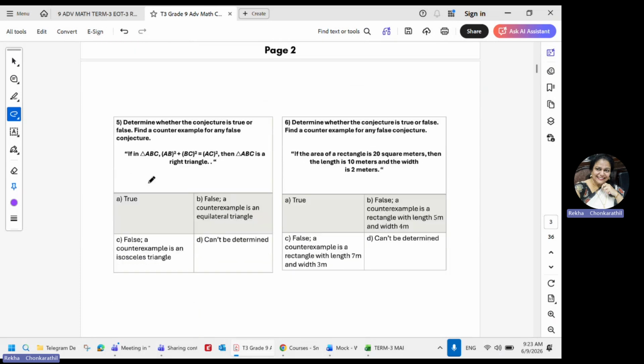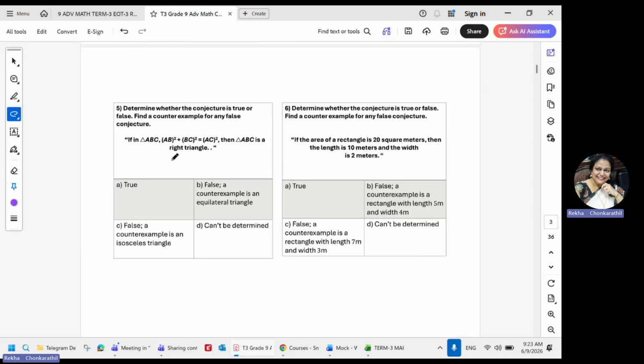Next, this is a conjecture which is always true. If ABC is a right triangle, then A squared plus B squared equals C squared. You know this is the Pythagoras theorem and it is always true. We don't have any counterexample to prove it is false because it says it's a right angle. And in a right angle, the Pythagoras theorem always works.